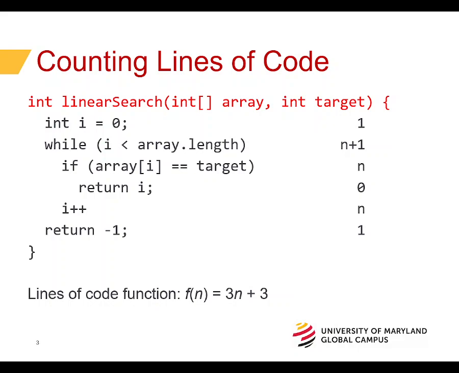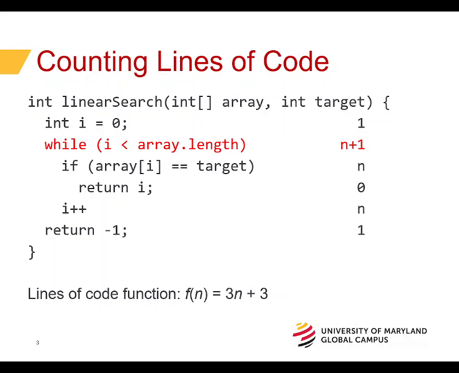In our analysis, we are considering the worst case, which is that the value being searched for is not in the array. In this technique, we go line by line and determine how often each line will be executed based on n, which will represent the length of the array passed in as a parameter. In the first line, the subscript i is initialized, which only happens once. The while condition is tested n plus 1 times.